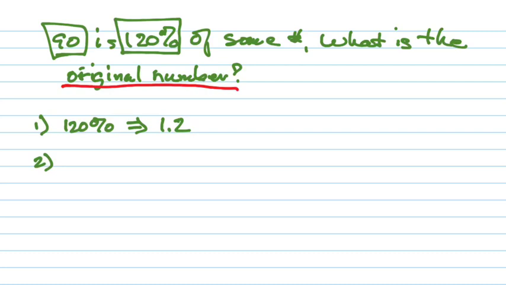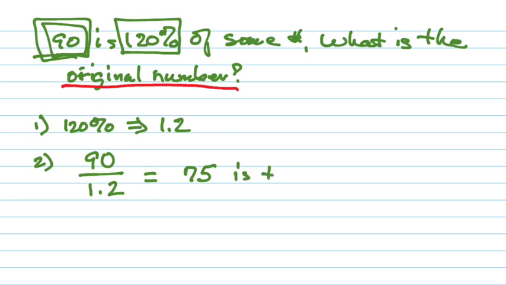Are we ready? Now, what is my number? 90. But that's not the original number, so I'm not going to multiply it. I'm going to instead what? Divide. And that part you'll just do with your calculator. So 90 divided by 1.2 is 75. And that's all there is to it. So the original number is 75.